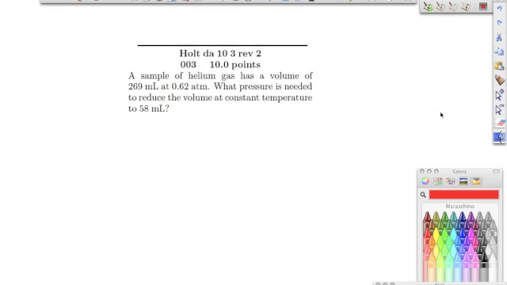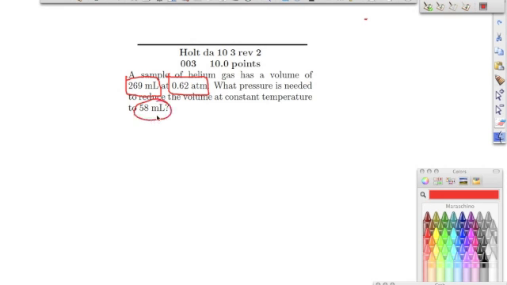Okay, moving on to number 3. It says a sample of helium gas has a volume. It gives us a volume of 269 milliliters at a pressure of 0.62 atmospheres. What pressure is needed to reduce the volume at a constant temperature to 58 milliliters?